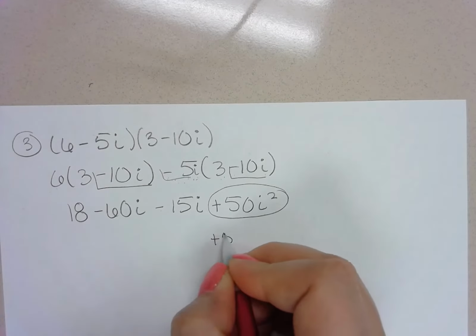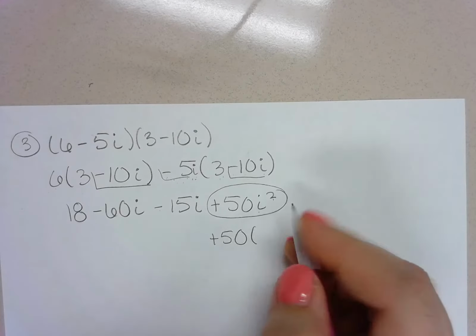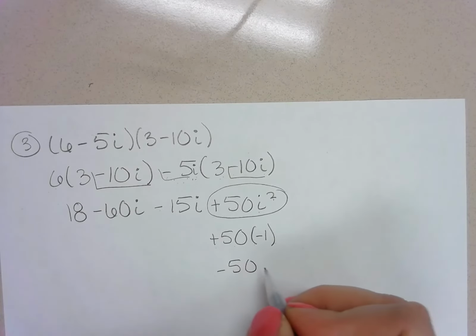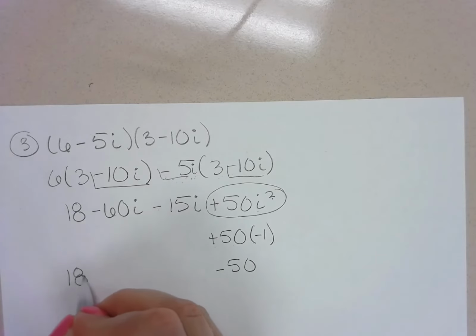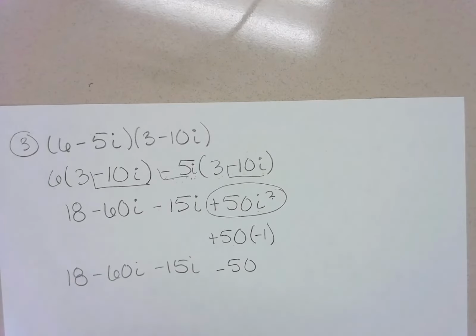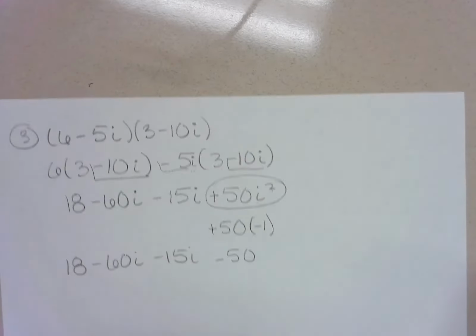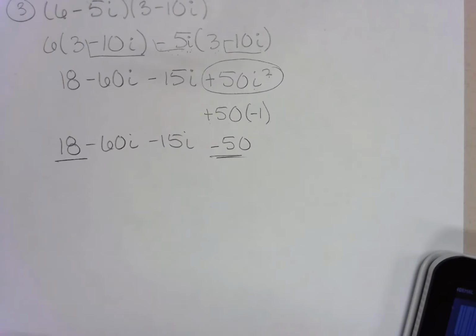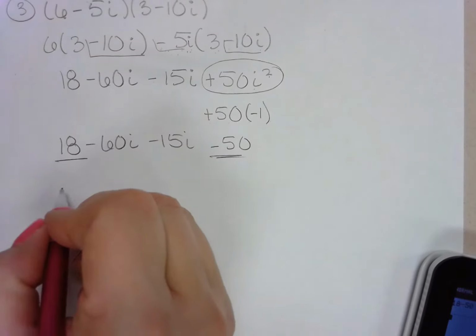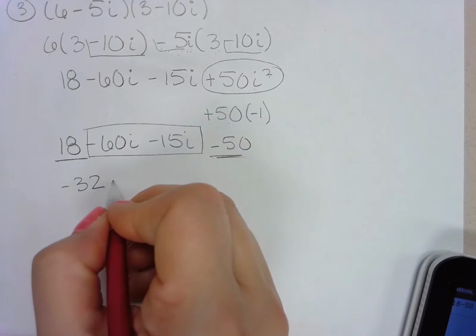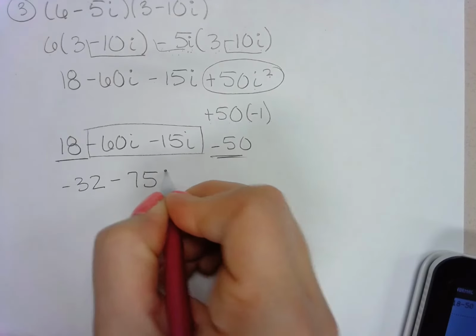So we are going to deal with this. We're going to say plus 50, and we're going to change i squared to -1. So positive 50 times -1 is negative 50. And then we're going to bring down the rest of the problem: 18 minus 60i minus 15i. And then all we've got to do is combine like terms. Positive 18 minus 50 is negative 32. And negative 60i minus 15i is negative 75i.